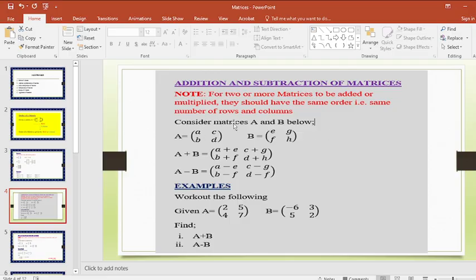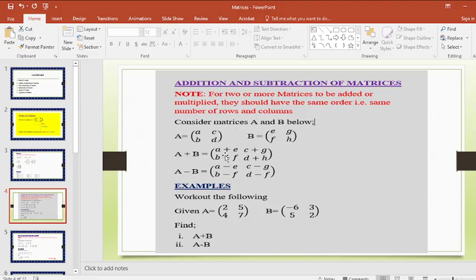So consider matrices A and B below, where A equals A, B, C, D and B equals E, F, G, H. Now in addition, you must look at the order of the entries. The first entry is added to the first entry, the second entry in the first row to the second entry in the first row. So that's why I have A plus E, then C plus G, B plus F, and likewise D plus H. Likewise for subtraction, again look at the order of the entries.